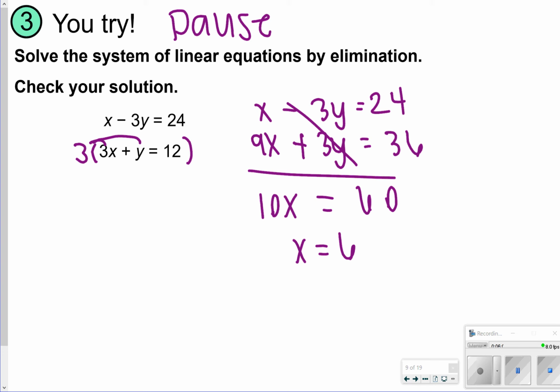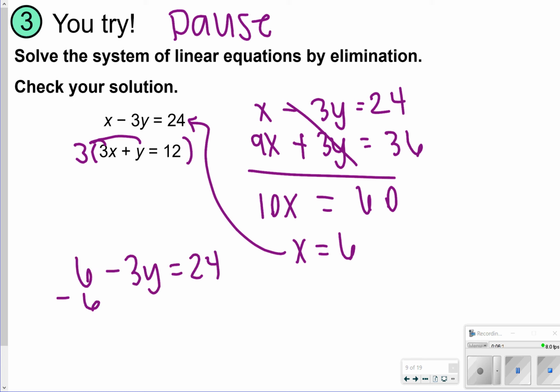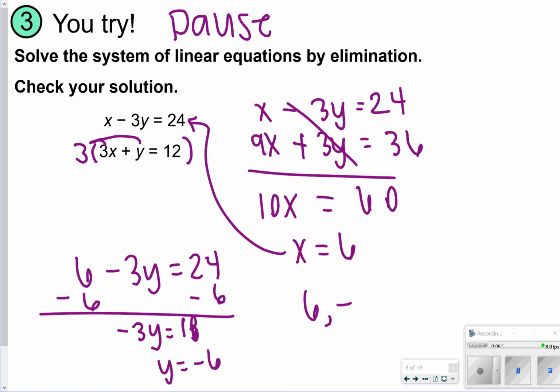So then I'm going to just go back and plug it into one of my original equations. 6 minus 3y equals 24. I'm going to subtract 6 from both sides. So I get negative 3y is equal to 18. So y is equal to negative 6. So my answer for number 3 is (6, -6).